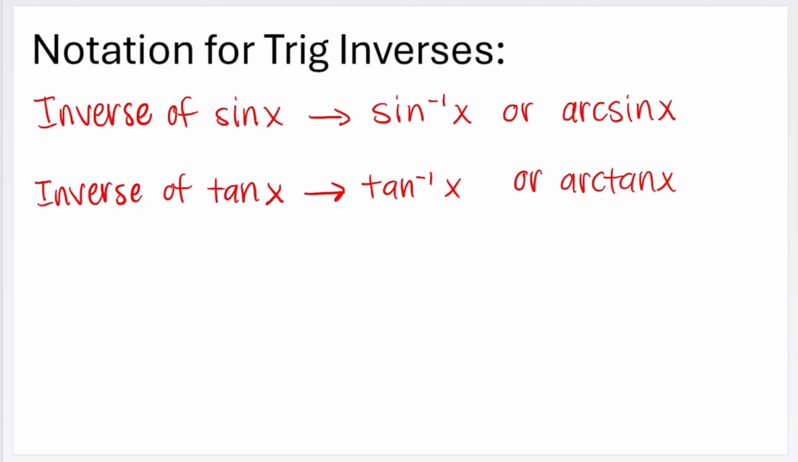So just some notation that we don't want to forget. The inverse of sine is sine negative 1 x, or arc sine. The inverse of tangent would be written as tan negative 1 x, or arc tan, and the same applies to all the other trig functions as well. So the same thing applies to cosine and secant and cosecant and all those functions. I just wanted you to make sure you didn't forget about that notation.